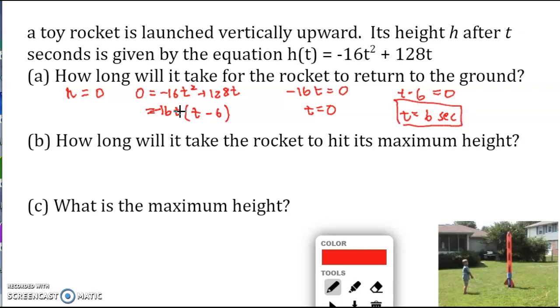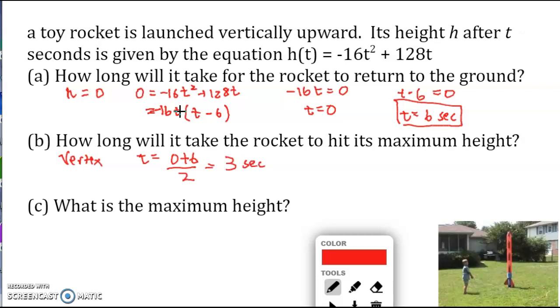Okay, now how long will it take the rocket to reach the maximum height? Well, if the two x-intercepts, or when height is equal to 0, are t equals 0 and t equals 6 seconds, then we know by symmetry we're looking for the vertex. And the vertex is going to be halfway between 0 seconds and 6 seconds. So t is going to be (0 + 6) over 2, which is 3 seconds.